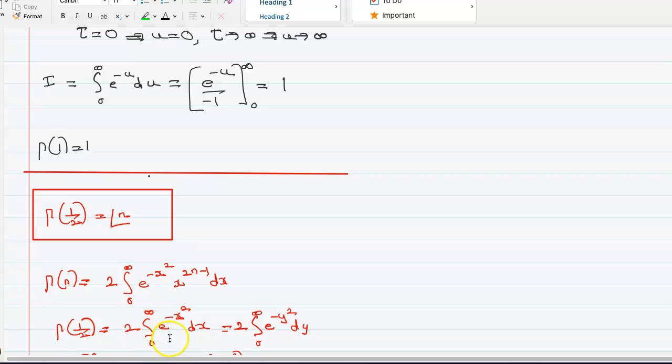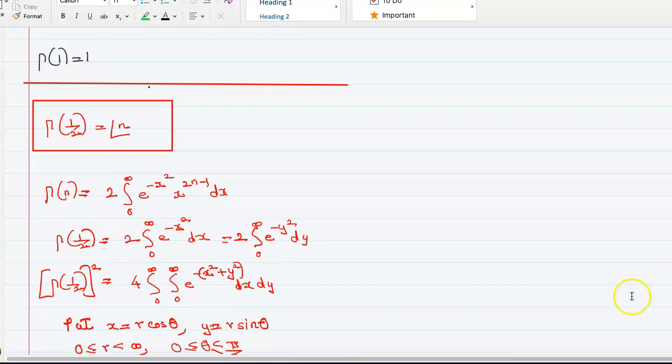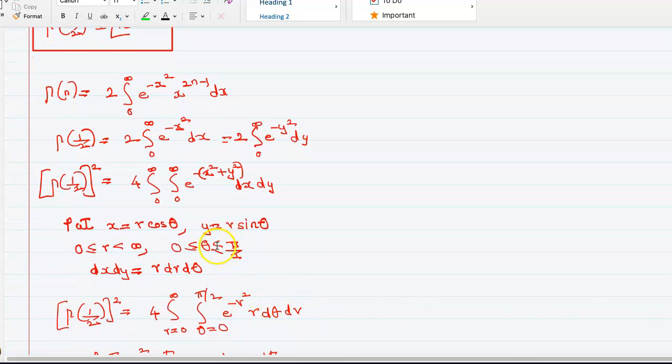Twice integral 0 to infinity e raised to minus x squared x raised to 2 into half minus 1, which is 0. So this can also be written as twice integral 0 to infinity e raised to minus y squared dy. So gamma half the whole squared you can write as 4 times integral 0 to infinity integral 0 to infinity e raised to minus x squared into e raised to minus y squared, that is e raised to minus of x squared plus y squared, dx dy. Again, as we did in the previous problem, put x as r cos theta, y as r sin theta, r lying between 0 to infinity, theta lying between 0 to pi by 2. So dx dy is r dr d theta.